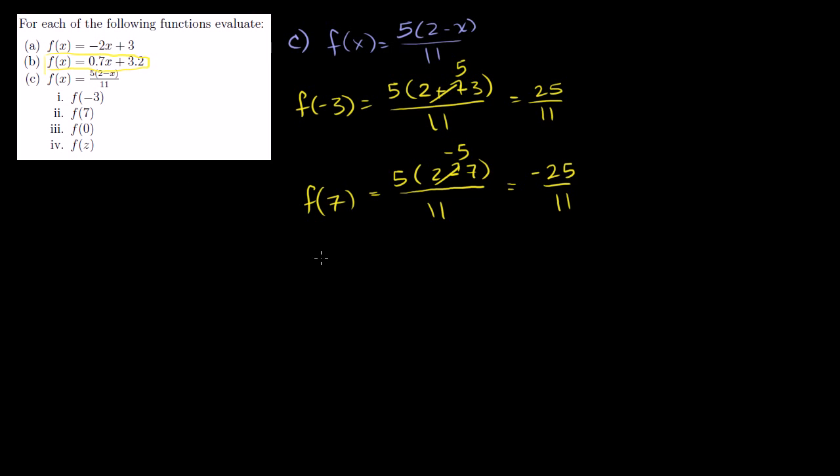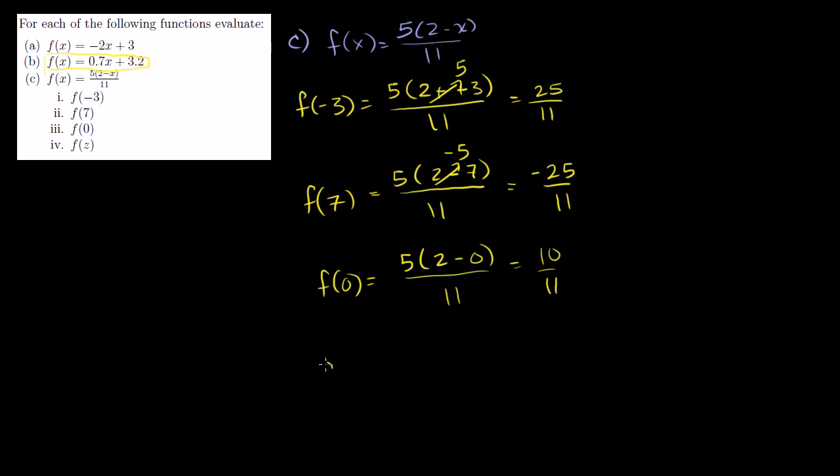And then finally, we have two more. F of 0, that's equal to 5 times 2 minus 0 over 11. So this is just 2. 5 times 2 is 10. So this is equal to 10 over 11.